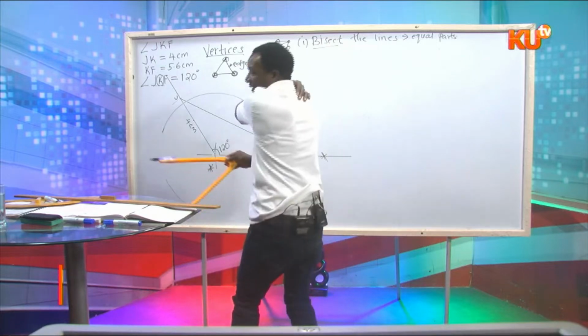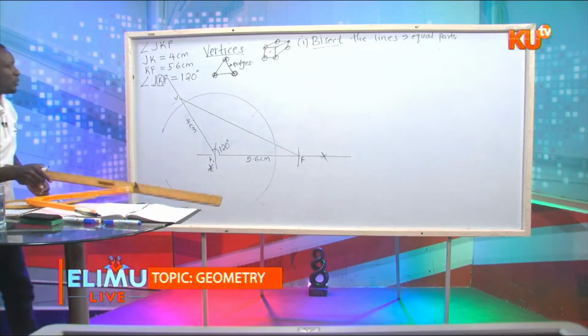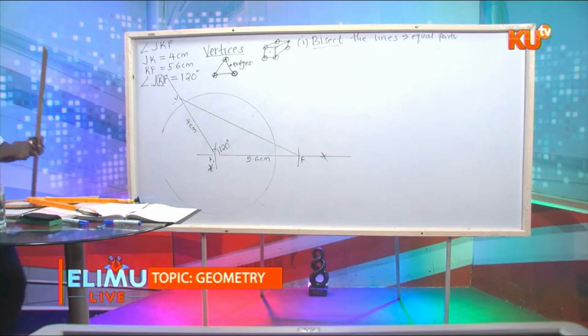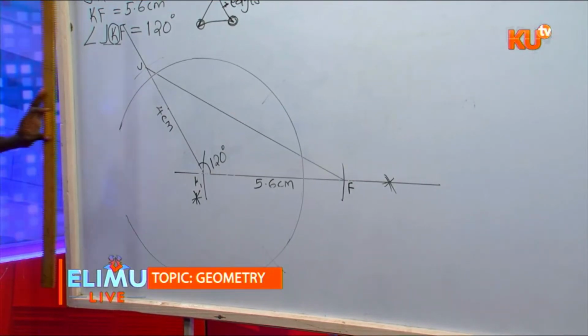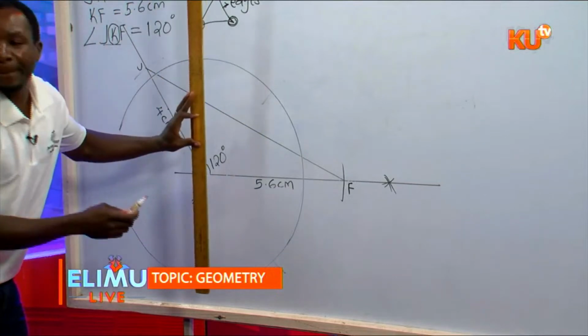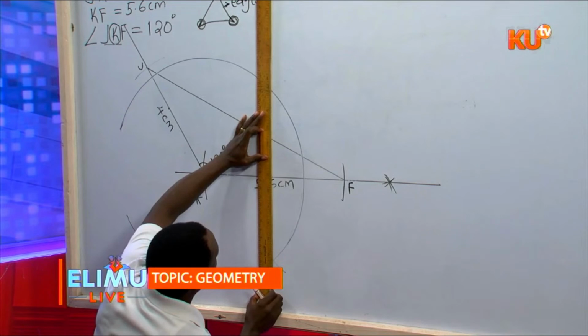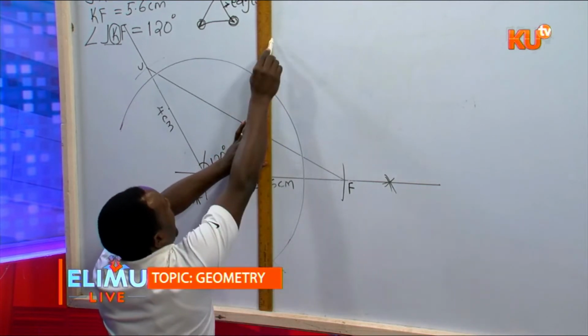So on that, you come and take your ruler. And here I do advise our learners, please don't use a pencil. Use a different color. You can even use a red biro. To draw this, they are called perpendicular bisectors. Put your ruler straight. Very straight. Then draw.